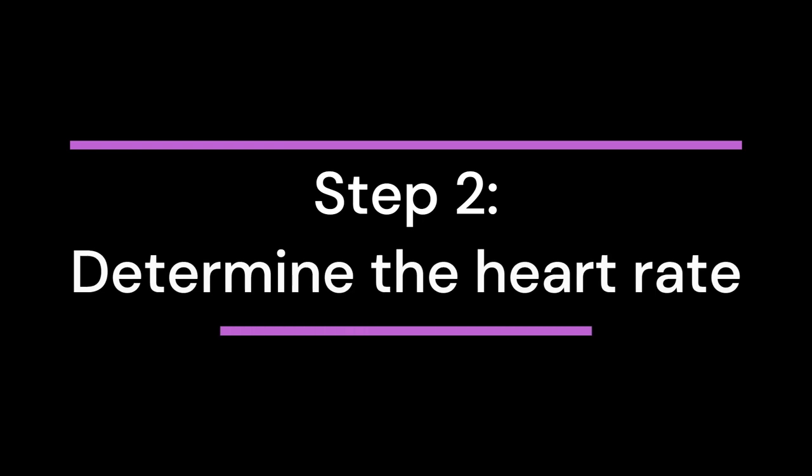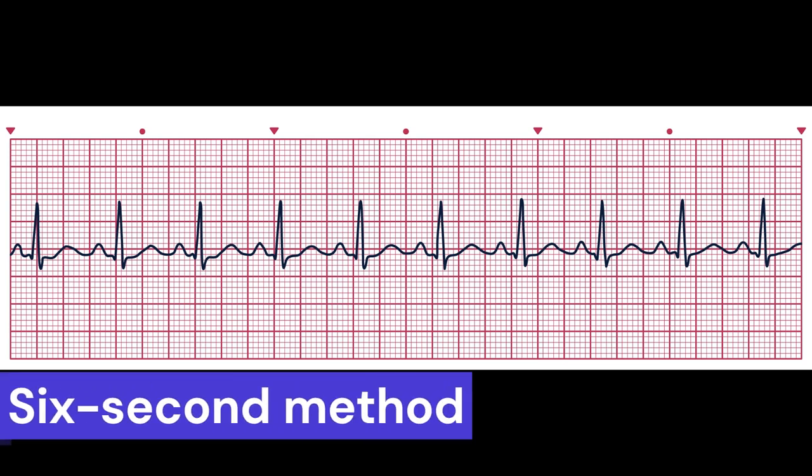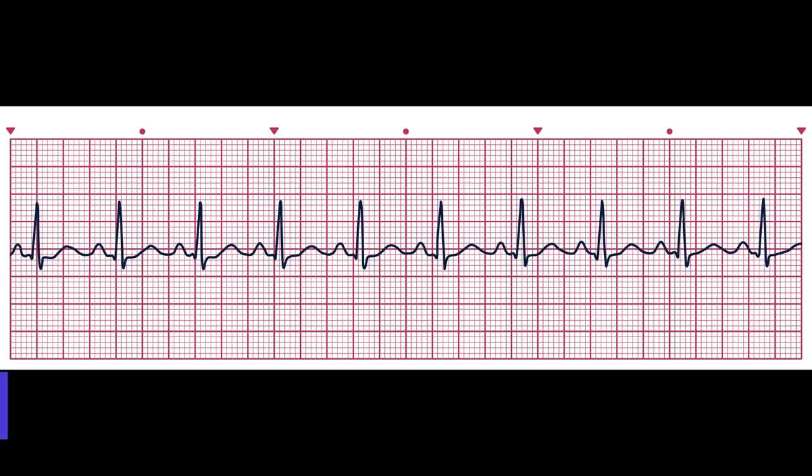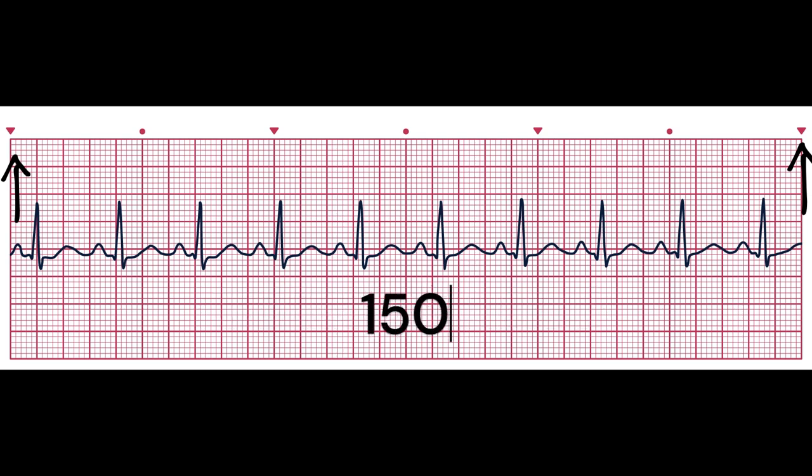Step 2, determine the heart rate. The first method to determine the rate is called the 6-second method. The first step of this method is to choose a 6-second interval on the EKG tracing. To determine the 6-second interval, you need to count 30 large boxes or 150 small boxes on your EKG paper. These arrows point to the boundaries of 6 seconds on this EKG strip.